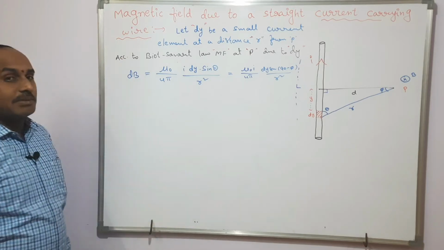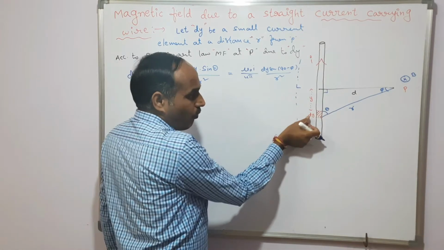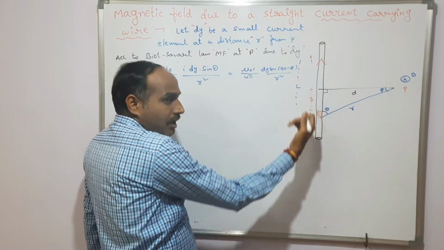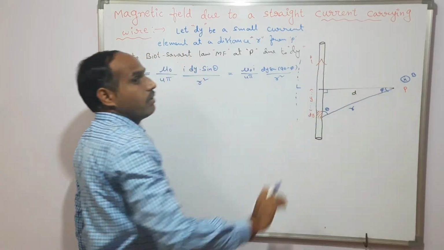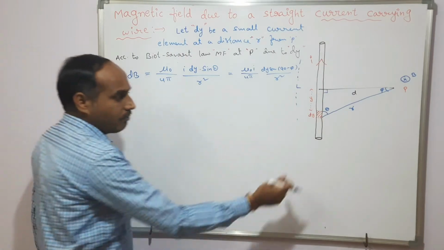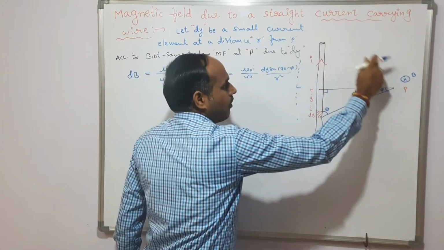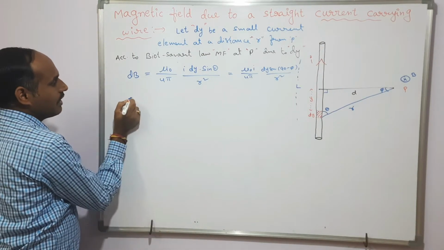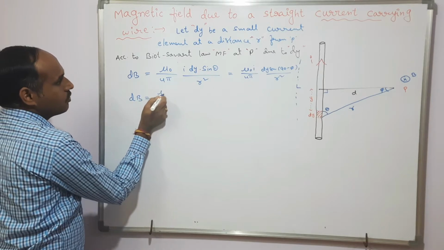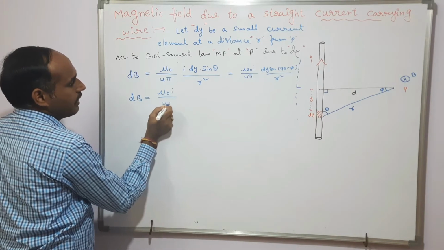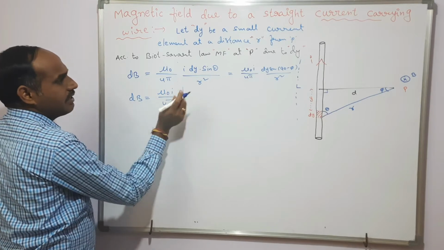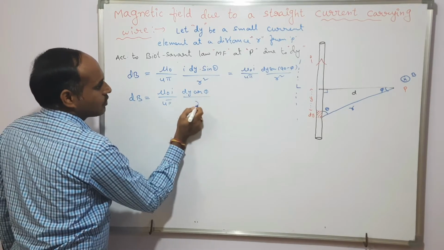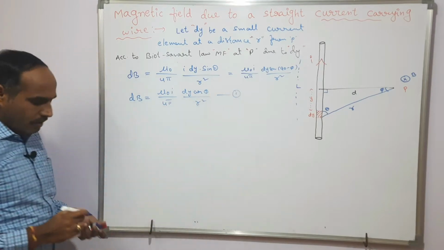The reason I am writing this expression in terms of phi is that as the element moves down or up from the midpoint, this phi varies. Phi varies from the lower end of the conductor to the top end of the conductor. So here we get dB equals mu naught I by 4 pi, I dy cos phi by r square. Let this be equation 1.